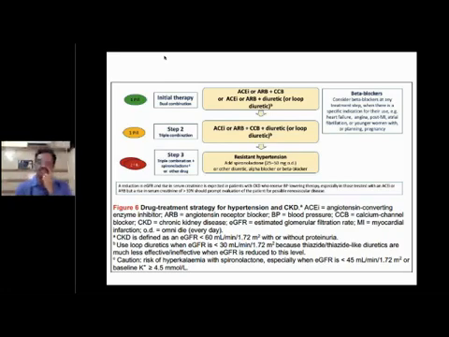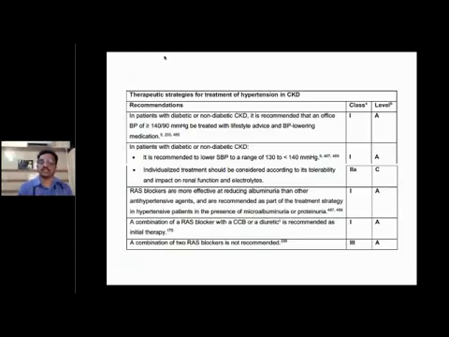So this is in CKD. In CKD, again, it is recommended to bring the systolic blood pressure to less than 140, 130 to 140, which is class 1A evidence, and individualized treatment should be considered depending on the renal function and electrolytes, because giving an ACE inhibitor can sometimes increase the serum creatinine levels by about 20% or 30%.